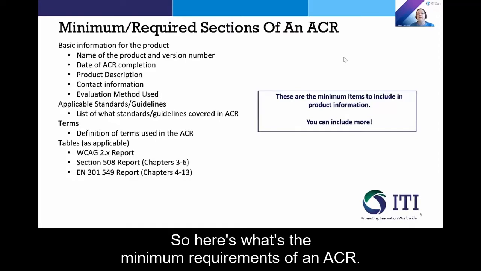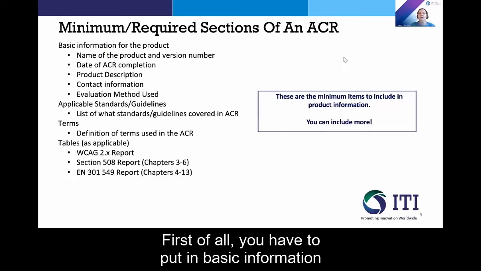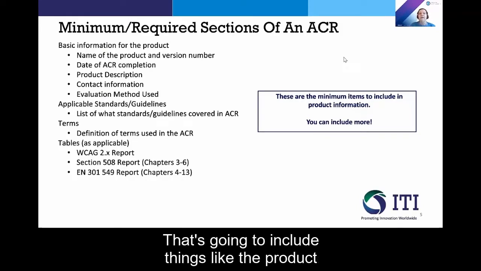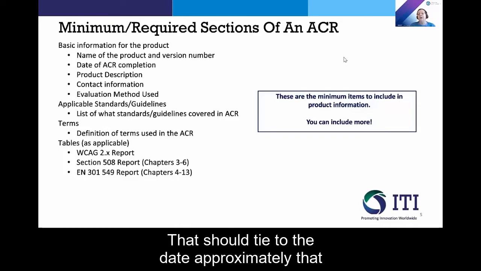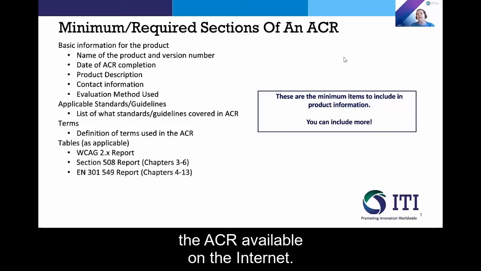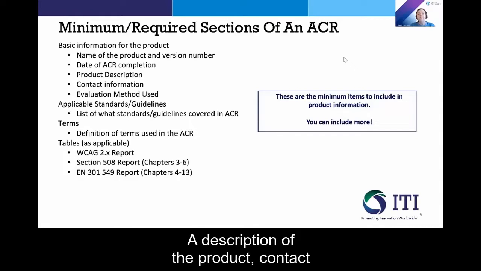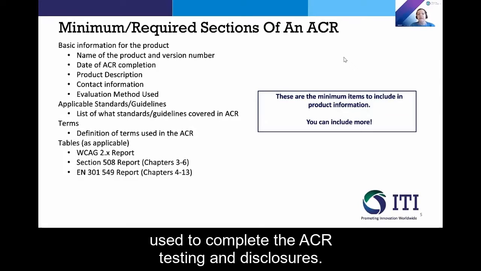So here are the minimum requirements of an ACR. And of course, this is a floor. You can always do more than this. First of all, you have to put in basic information about the product. That's going to include things like the product and the version number, the date of the ACR completion. That should tie to the date approximately that the testing was done. It's not the date that you make the ACR available on the internet. A description of the product, contact information, and what evaluation methods were used to complete the ACR testing and disclosures.